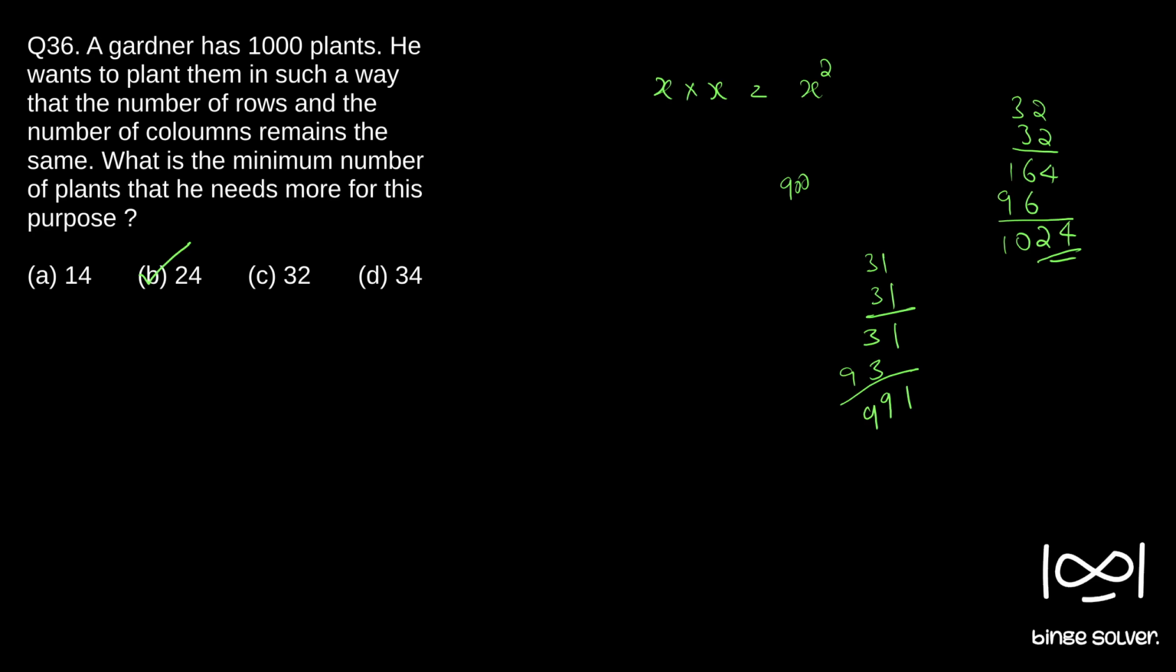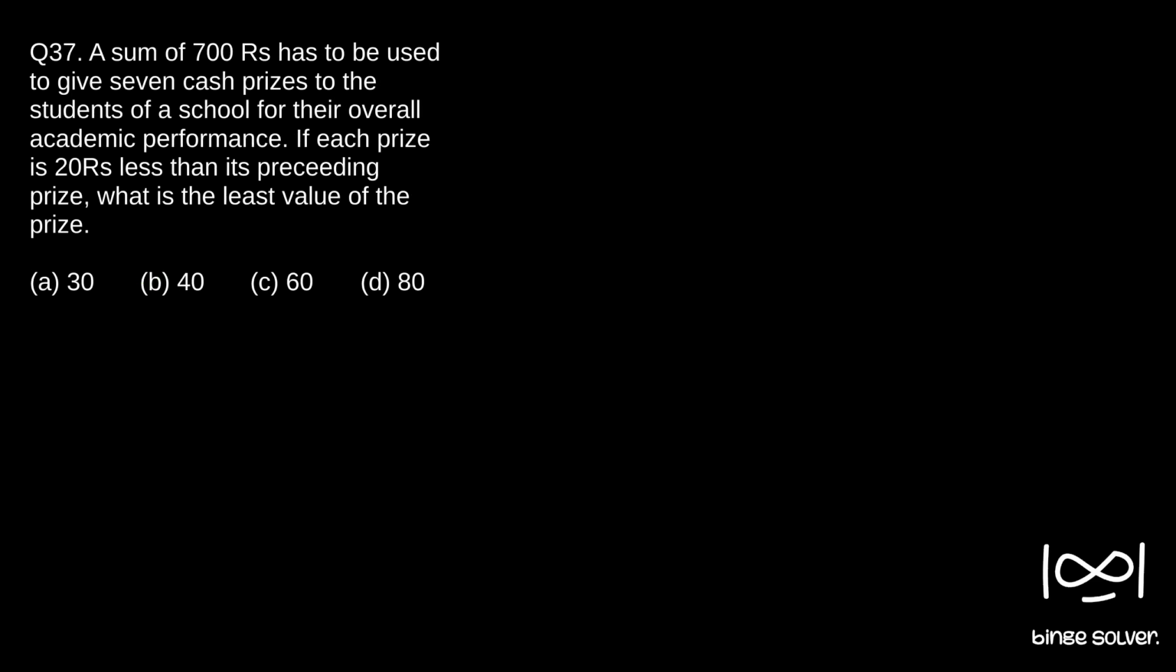Next question, question 37. A sum of 700 rupees has to be used to give 7 cash prizes to the students of a school for their overall academic performance. If each prize is 20 rupees less than its preceding prize, what is the least value of the prize? In such questions, we can use a trick. We will call the middle prize X. And since each prize is 20 rupees less than the other, we have 3 prizes in front of the middle and 3 prizes behind the middle to have a total of 7 prizes.